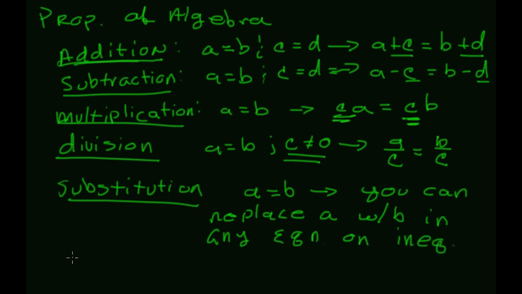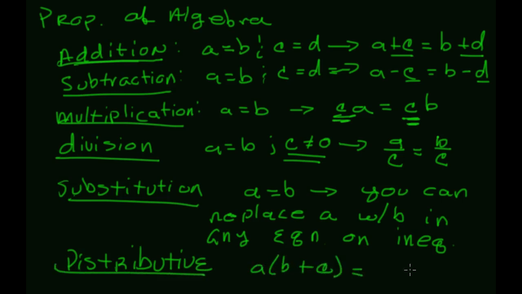Okay, finally we have a distributive property, which tells us that if I take A times B plus C, this is the same as AB plus AC. Okay, so these are the major properties of algebra that we start off with in this course. Now the question is, why do we need these? Okay, so let's do an algebraic proof.